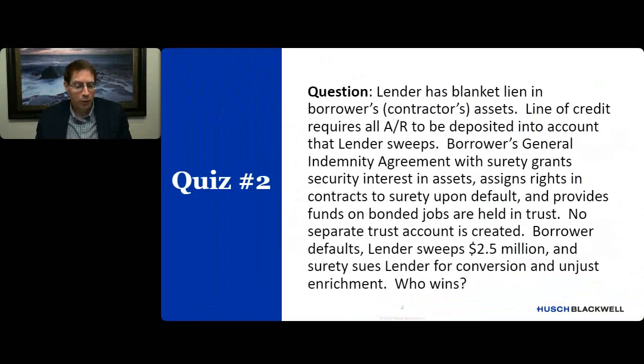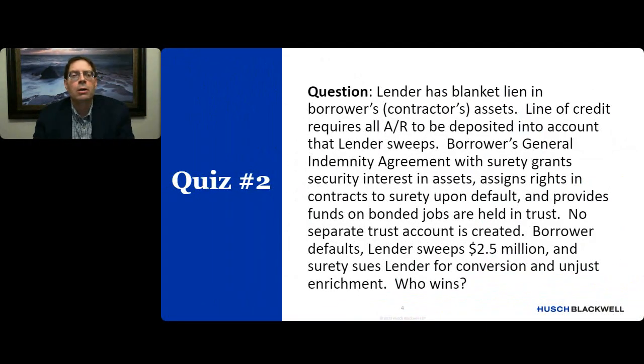Here's the next question. This is an interesting one. This case comes out of Virginia, and it's dealing with a lender who had a blanket lien in the contractor's assets. And there was a line of credit agreement that required all of the AR to be deposited into an account which the lender in turn would sweep.